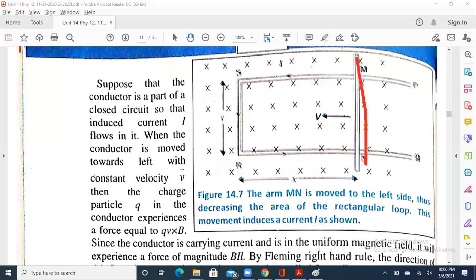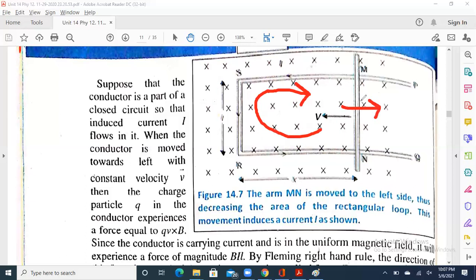For example, if this stick, or conductor, is moving from right to left, and then from left to right, what will happen? Again, the same situation will happen, that the current will be running into this whole circuit, but in the opposite direction. In the previous case, it was moving in the anti-clockwise direction, but now it will be moving in the clockwise direction.